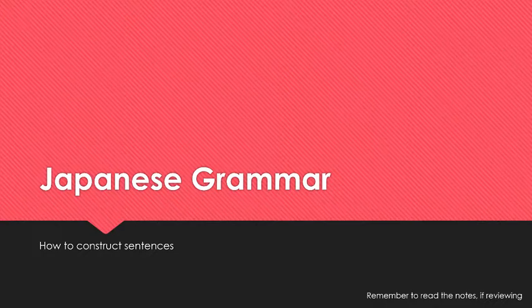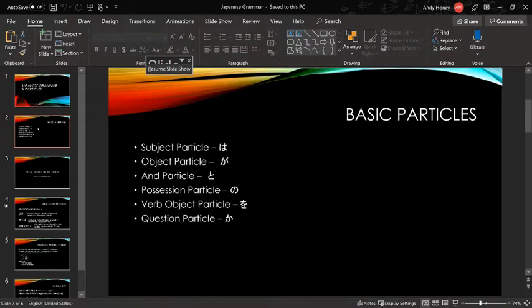Basically, if we pull up our old pre-updated Japanese grammar PowerPoints, it's actually the first one that we did. We have our basic particles here: our subject particle, ha, our object particle, ga, our and particle, to, our possessive particle, no, our verb object particle, wo, and question particle, ka. And actually, we're going to be talking a little bit more tonight about ha and ga specifically, and why calling them the subject and object particles is kind of not right, but it's the best way to introduce someone to Japanese.